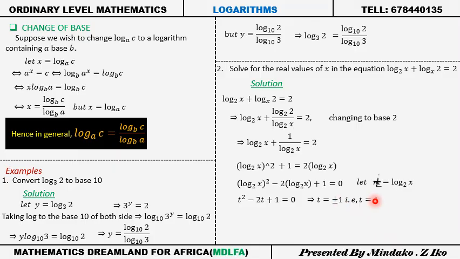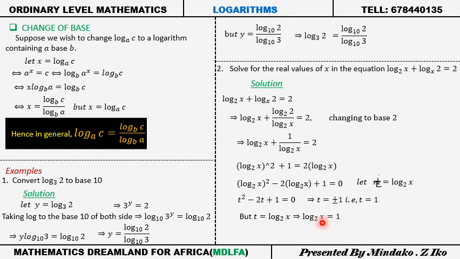That is t equal to 1, because the logarithm of a negative number does not exist in the set of real numbers. That is why I neglected the negative number and took just the positive one. Since t equals 1, and our t is log of x to the base 2, it implies that the log of x to the base 2 will be equal to 1.